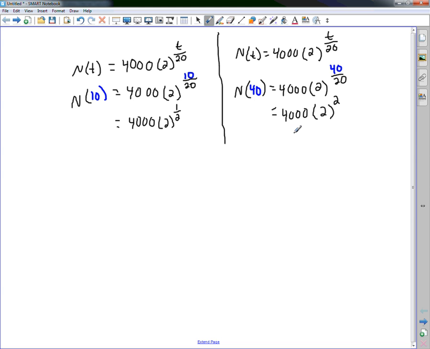So now I go ahead and go through my order of operations. Notice that 2 squared just gives me 4 times 4,000. And then we multiply and we get 16,000. Again, you can use your calculator to check that if you want, but this one worked out pretty nice. It didn't have a rational exponent. So let's go ahead and plug in our 16,000.